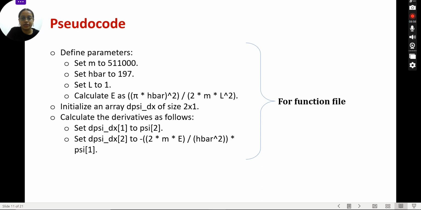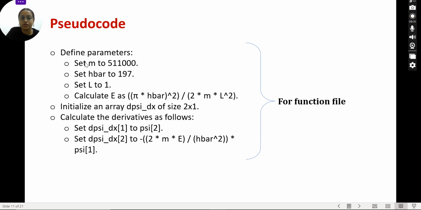Before that, let's see what we are going to do in the coding in MATLAB. First we will write a function file where we will define our differential equations and different constants like mass, length, and the value of h cross. Here I have defined m, which is the mass. I have taken the particle as an electron, and I have taken m in the unit of energy.